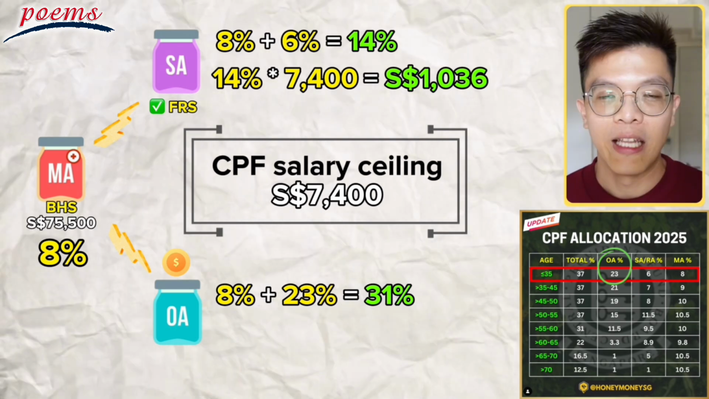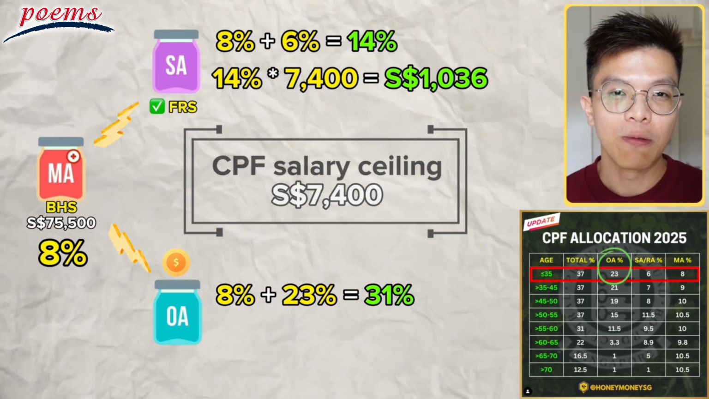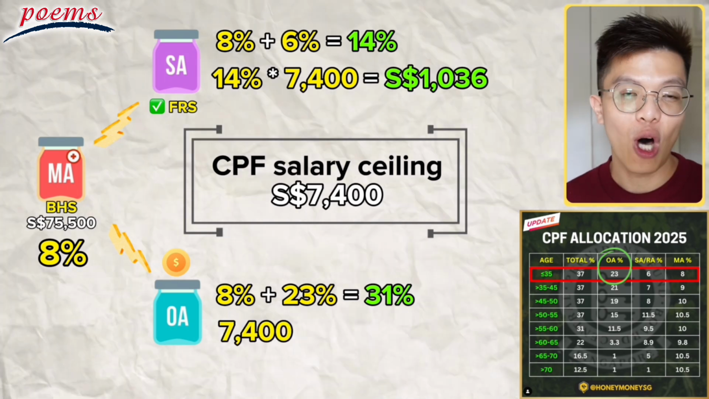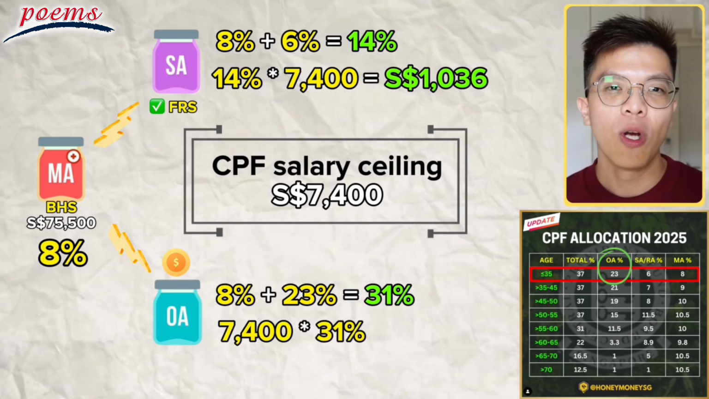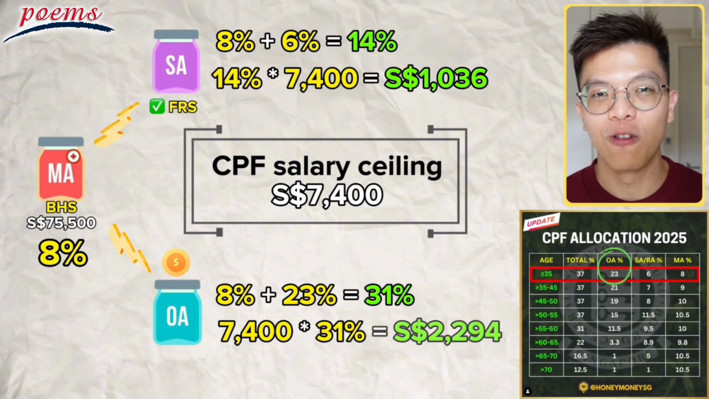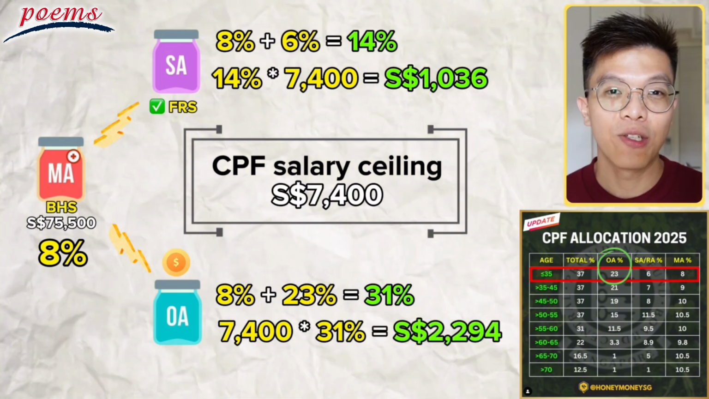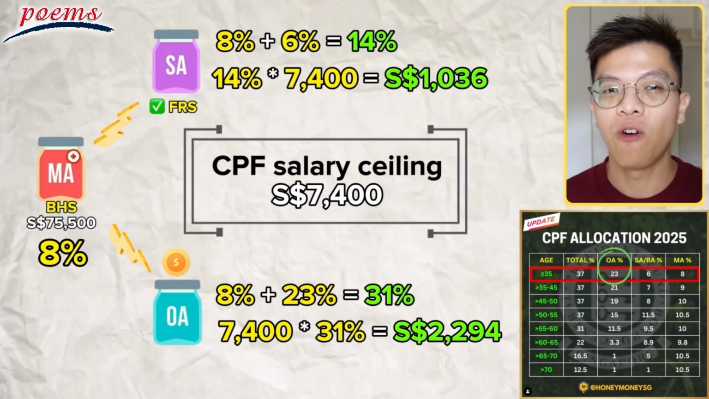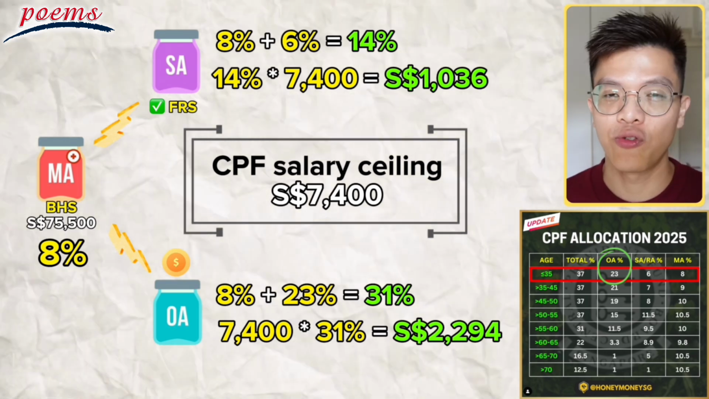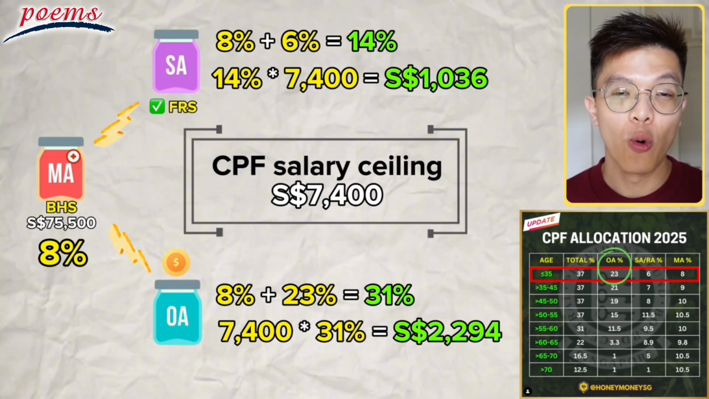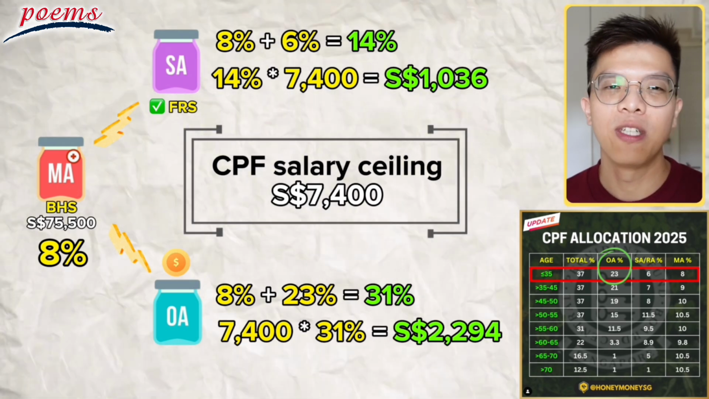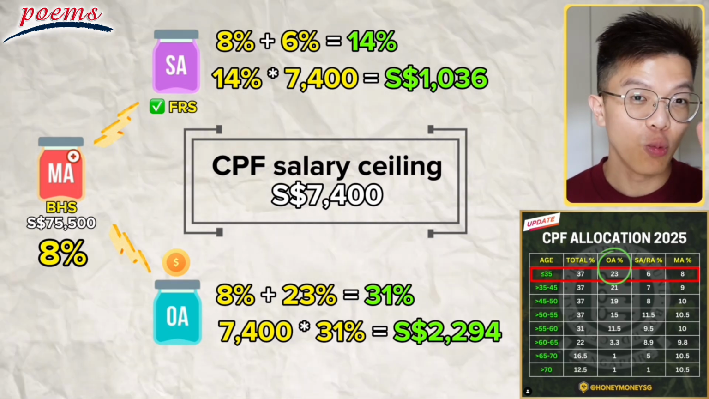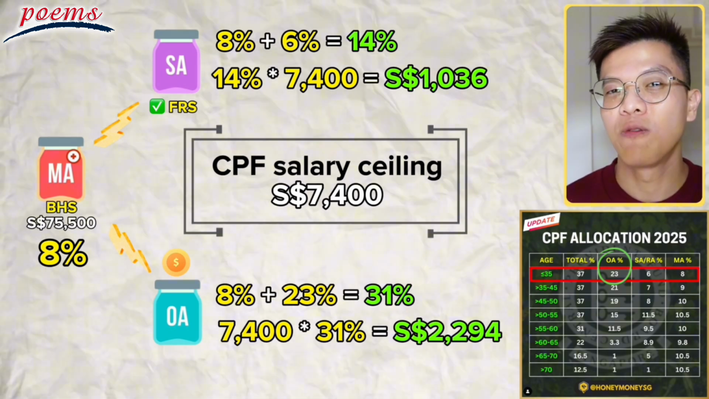So 8% from MA added to 23% of OA, total 31% of your gross salary going into your ordinary account every month. And assuming you hit the CPF salary ceiling of $7,400 per month, 7,400 multiplied by 31% will give you $2,294. That's a lot of money, right? And that's just for one person's CPF account, you know. If you're a couple and both of you earn 7,400 and above, and assuming you have this supercharge strategy, 31% of contributions to your OA from 7,400 monthly base salary, 2,294 multiplied by 2 people. That is how much, you know? That's almost 4.6K.